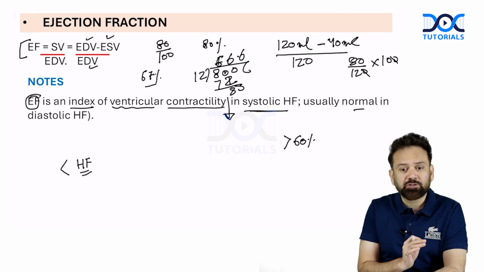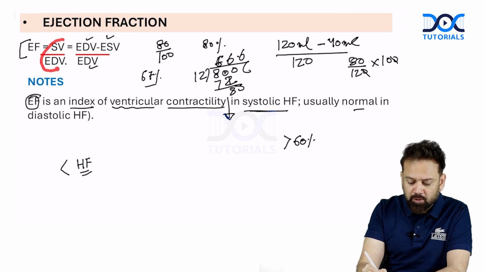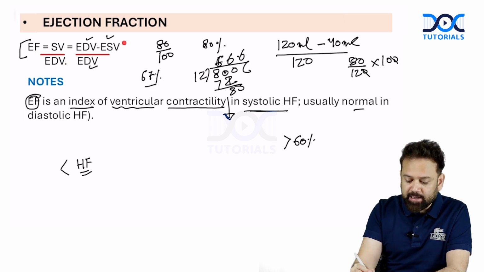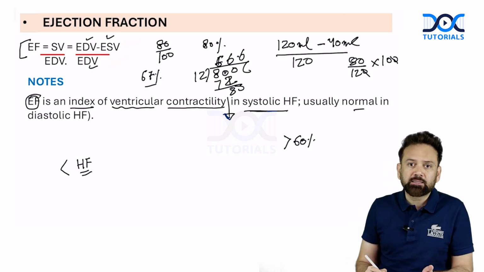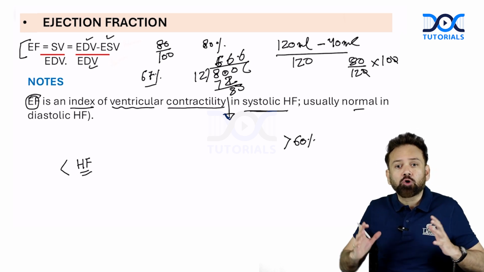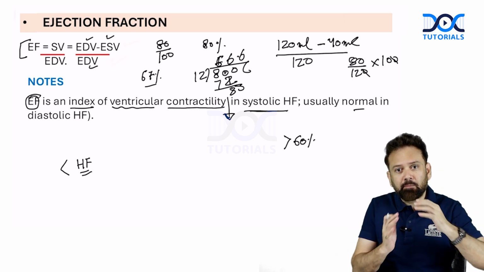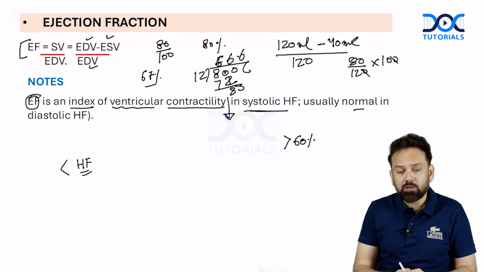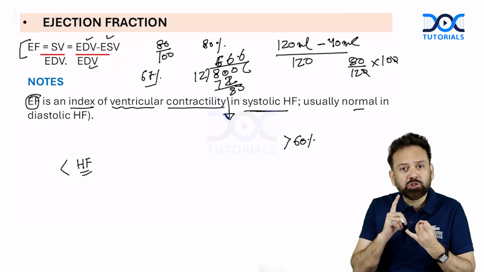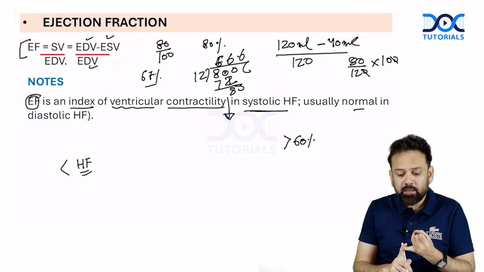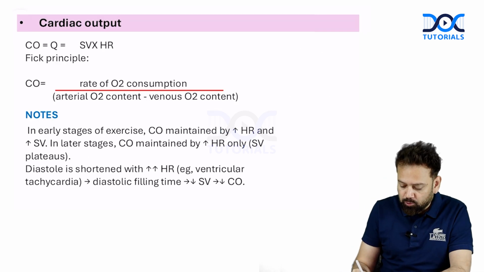So once again, ejection fraction is equal to stroke volume upon end diastolic volume. Stroke volume is end diastolic volume minus end systolic volume, so ejection fraction is end diastolic volume minus end systolic volume upon end diastolic volume, or simply we can say it is an index of ventricular contractility. You are comparing how much has gone out of how much was there. This comparison is the index of ventricular contractility. So I hope end diastolic volume, end systolic volume, stroke volume, preload, and now ejection fraction, these terms are clear for you. Now cardiac output.